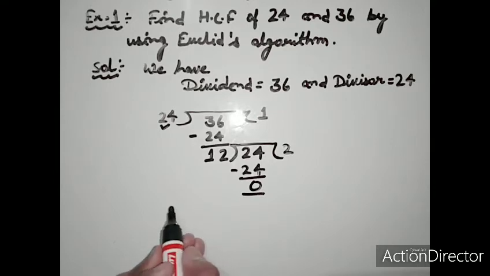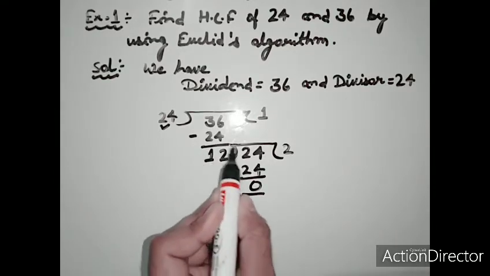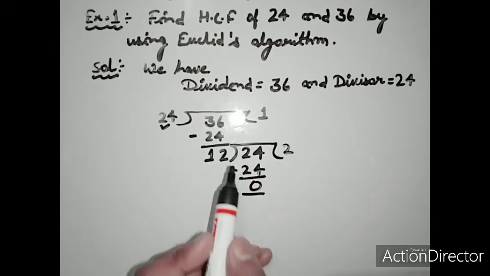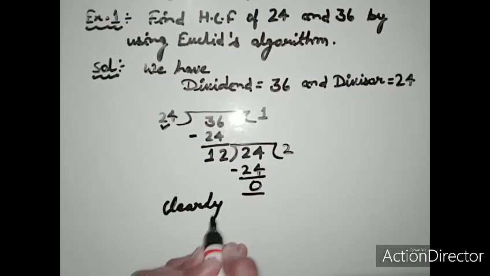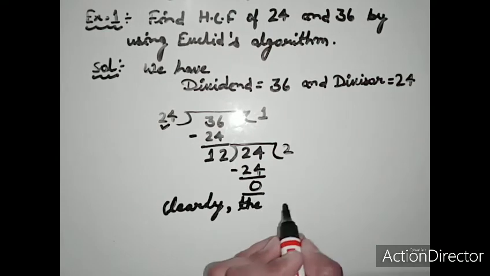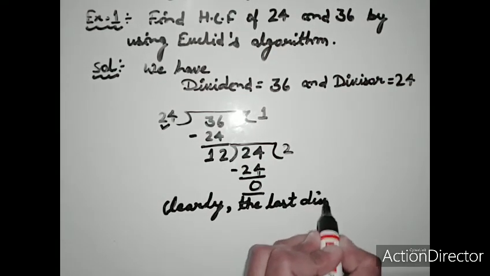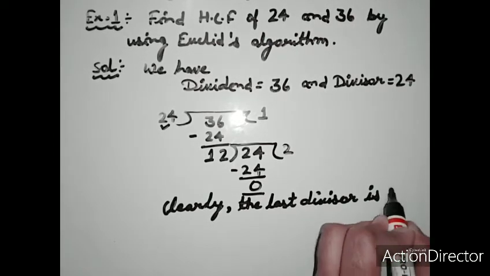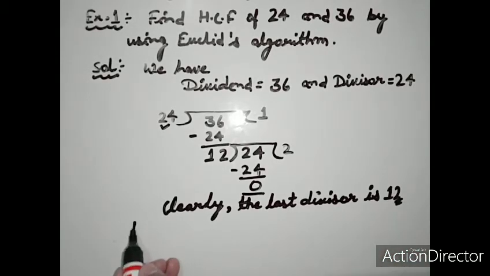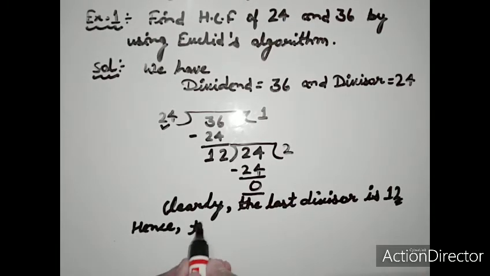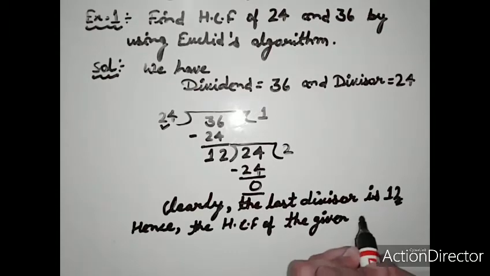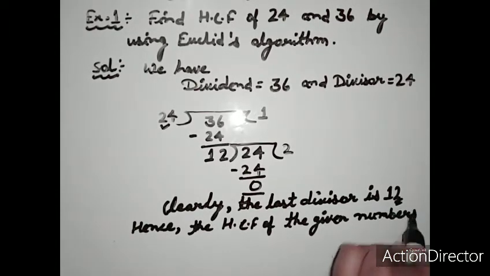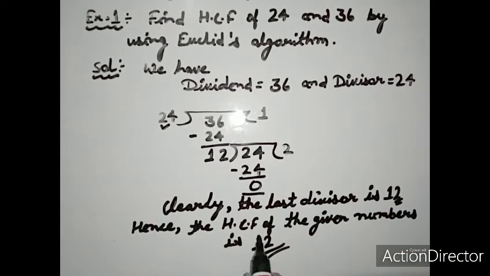So here we write, because the last divisor is 12 here, and Euclid algorithm says that the last divisor is the HCF of the given numbers. So here we write clearly the last divisor is 12. So we write hence the HCF of the given numbers is 12.